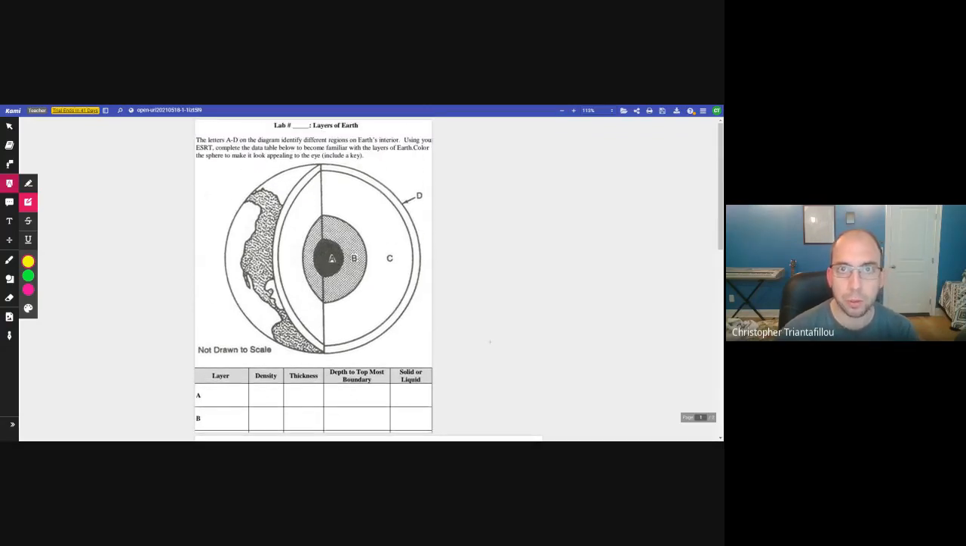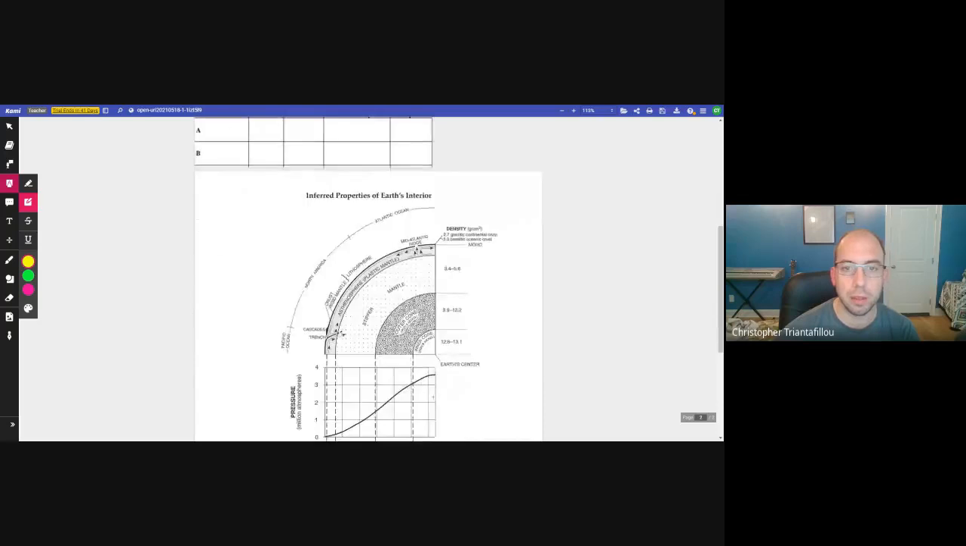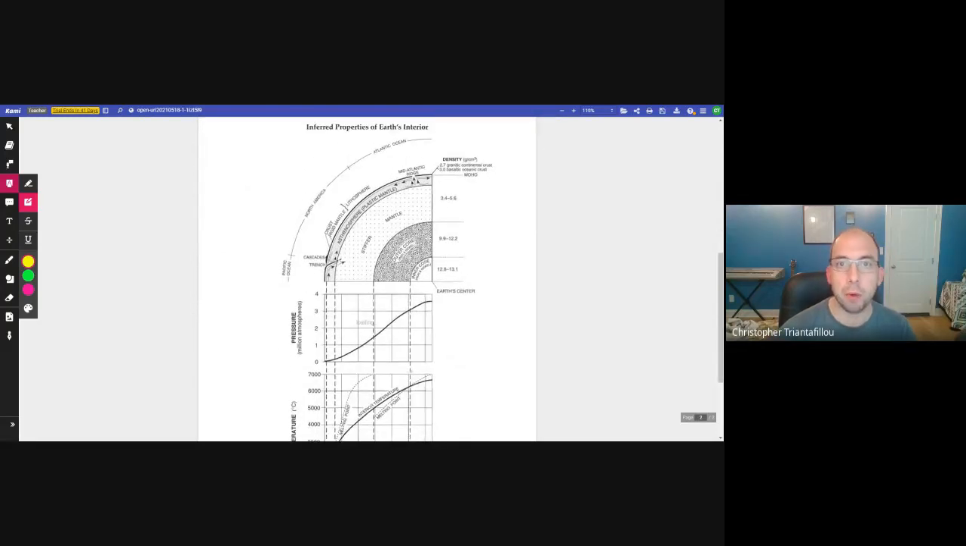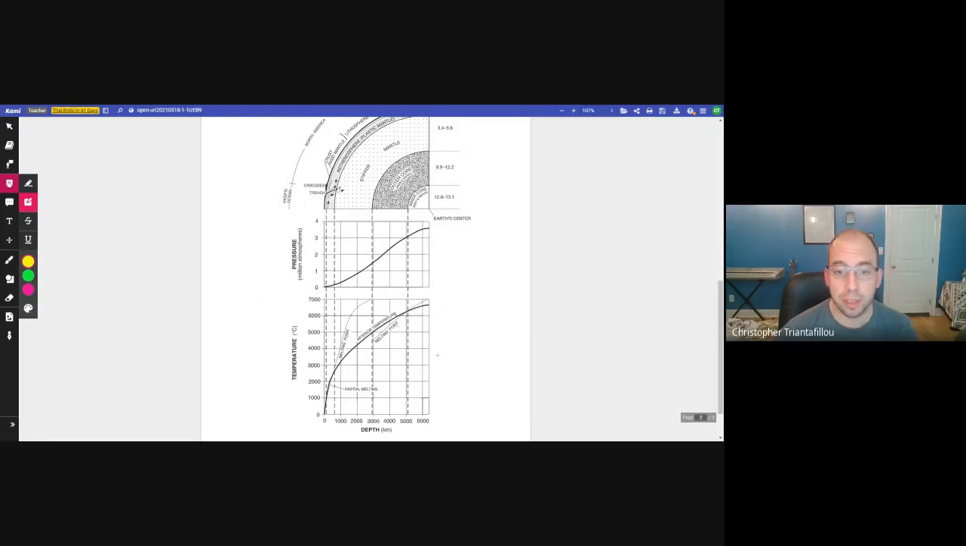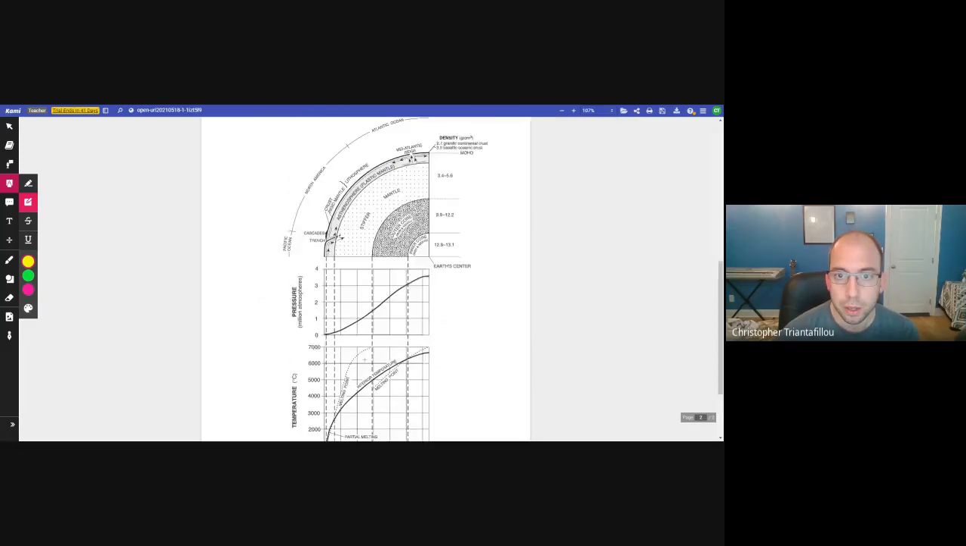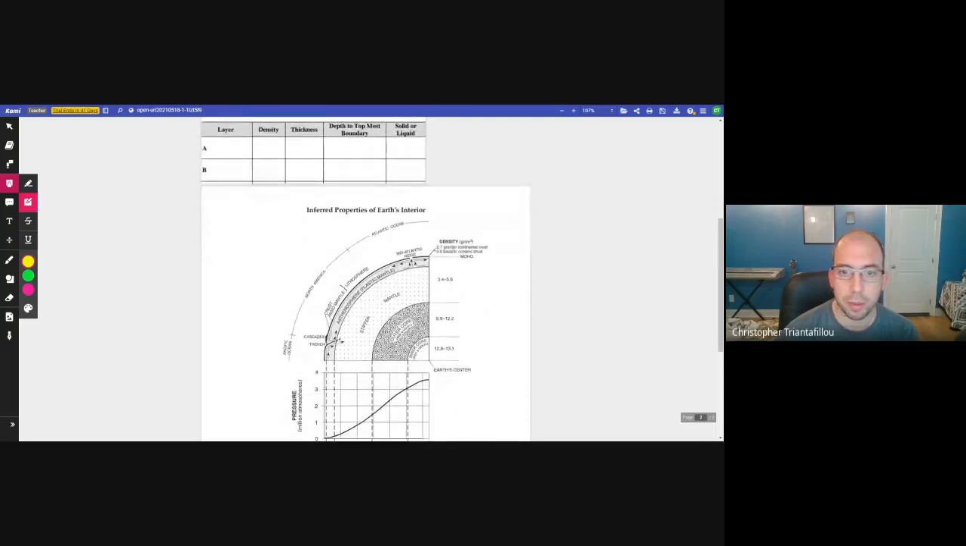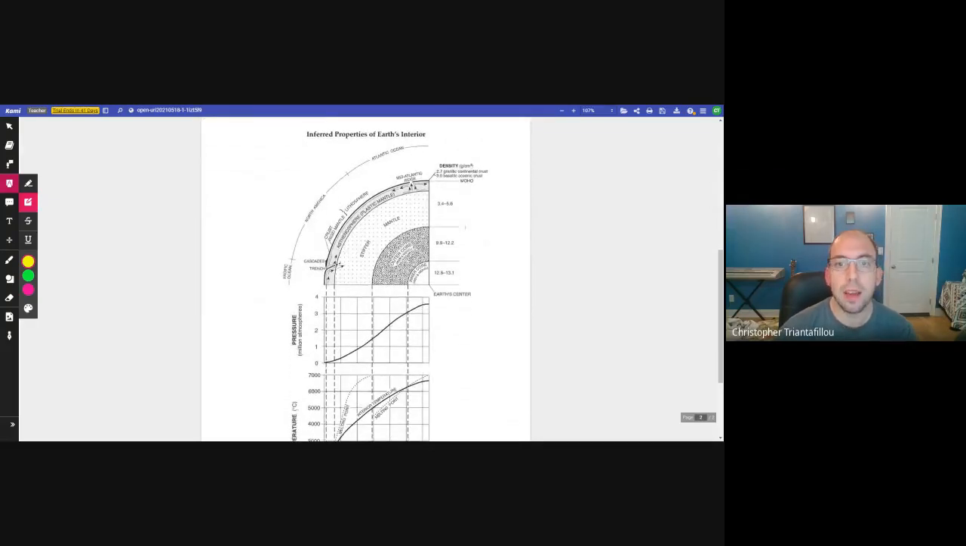So in order to do this, we need page 10 of the reference table, and it's called Inferred Properties of Earth's Interior. And there's a lot of information on this one, and it can be confusing. So let's go through it a little bit. This is a portion of the Earth, like if someone cut it in half, took a cross section, and then took a quarter of that. And you can see there's North America, and then the two oceans on either side. And then we have all this stuff in here.